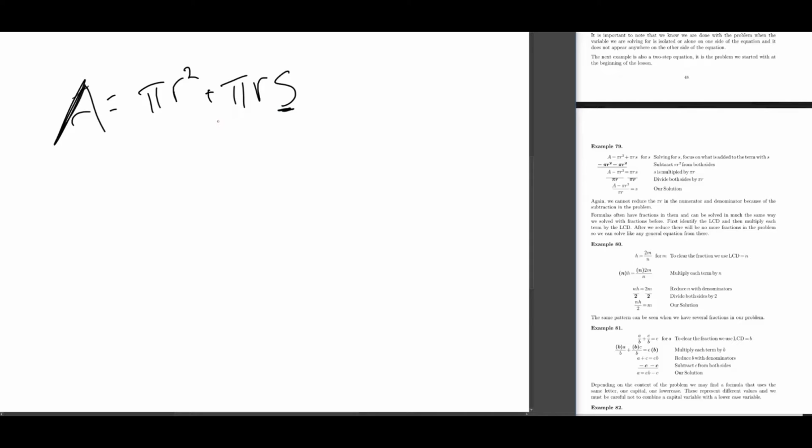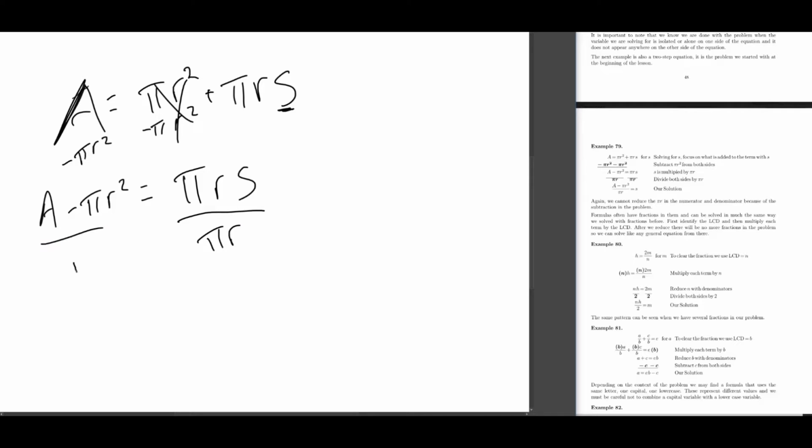When we're looking for something, we want to get rid of everything we can on the other side. So here, if I subtract pi r squared, and here I subtract pi r squared, I can do A minus pi r squared equals pi r s. And what I'm going to do is divide by pi r on both sides, right? This will cancel.